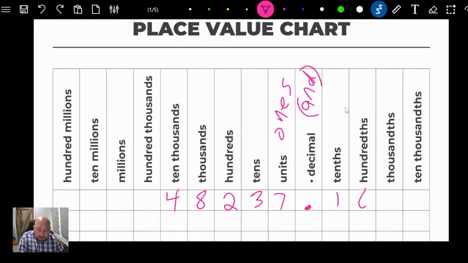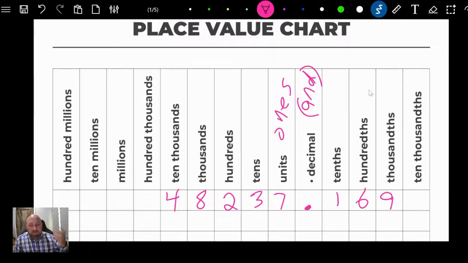All right, let's put a 6 in the hundredths place. So now we're going to read it the same way, except we're going to read this as 16 hundredths. Okay, so now we have 48,237 and 16 hundredths. If we add one more, we'll put a 9 here in the thousandths place. So we have 48,237 and 169 thousandths. That's how the numbers are read.